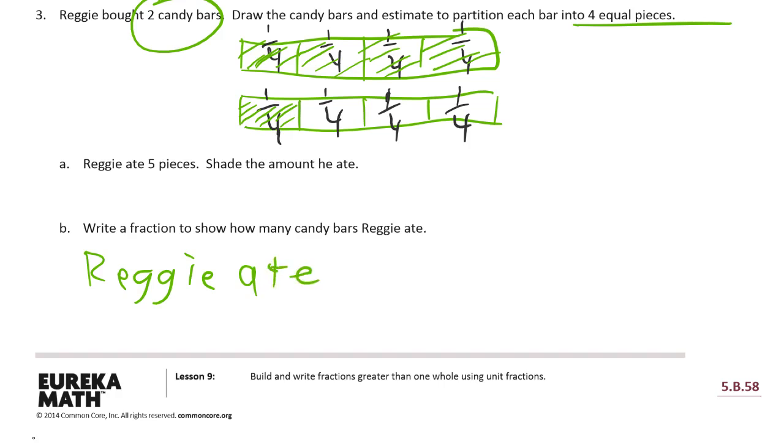Now, I can't just write Reggie ate 5/4, because a fraction is always a fraction of something. If I say Reggie ate 5/4 of a candy bar, well, a candy bar is just 1. So 5/4 of candy bars sounds kind of goofy. It's hard to figure out exactly how to put this. You could write Reggie ate 5/4 bars of candy.